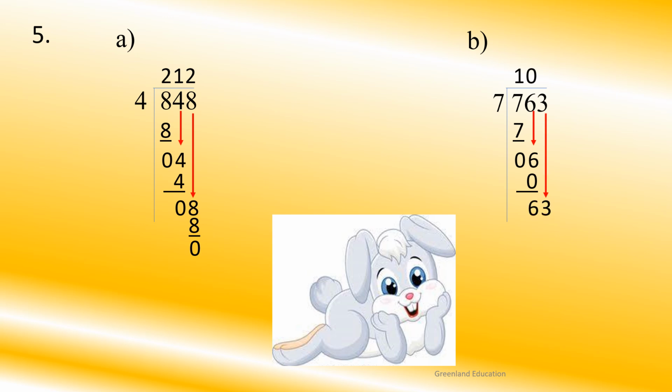We consider 6 and 3 as one whole unit, 63. Then you have to consider how many 7s are there for this 63. Again you have to go through the 7 times table. When you check the 7 times table, you will get 7 9s are making 63. So you have to write 9 up. Next step is you have to multiply 7 and 9. 7 times 9, 63. 63 minus 63, 0. So the answer is 109.